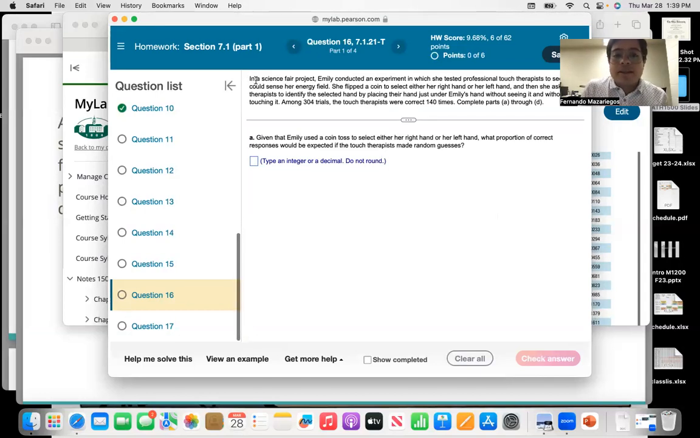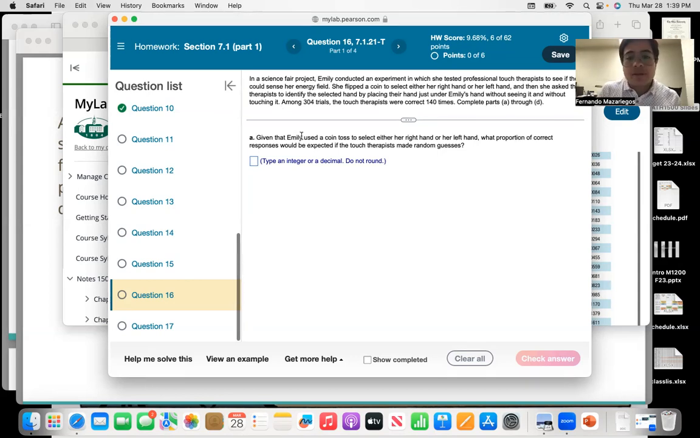Let's take a look at the problem. In a science fair project, Emily conducted an experiment in which she tested professional touch therapists to see if they could sense her energy field. She flipped a coin to select either her right hand or her left hand. And then she asked the therapist to identify the selected hand by placing their hand just under Emily's hand without seeing it and without touching it. Among 304 trials, the touch therapists were correct 140 times. Complete parts A through D below.